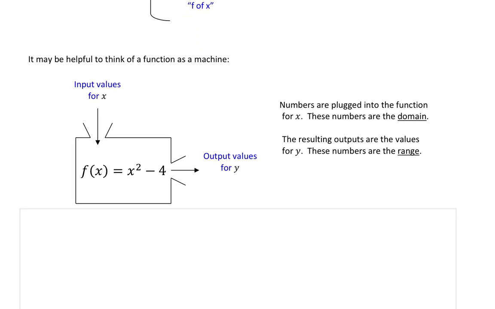It may be helpful to think of a function as a machine. You basically have your input values for x that you are feeding into this machine. You're replacing x with some value, and then you get an output, and that's basically your y value. So numbers are plugged into the function for x. These are the domain. The resulting outputs are the values for y. These numbers are the range.